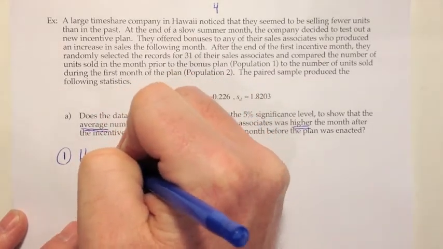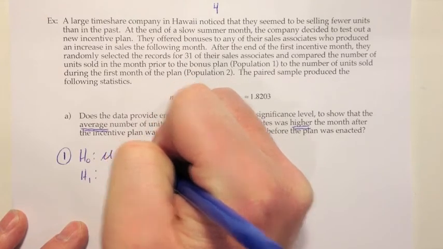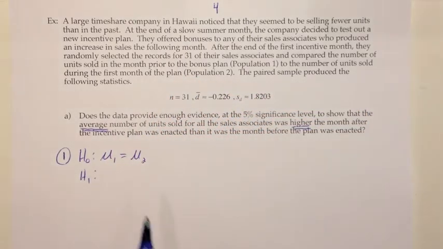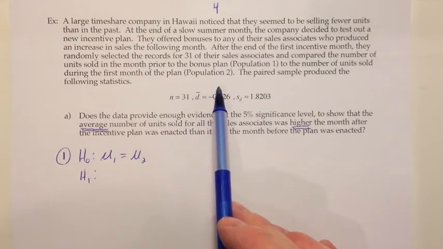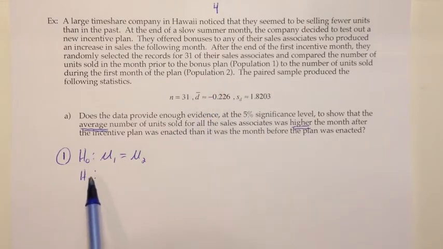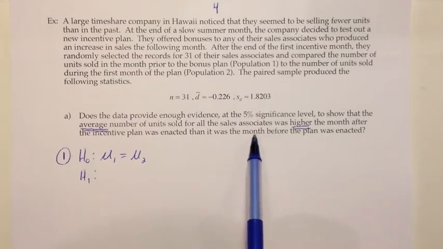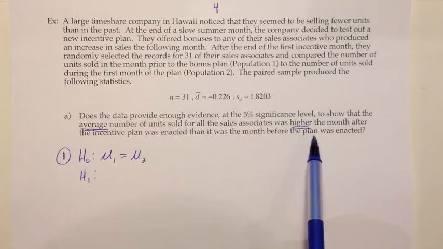In this type of test, we always say that H0 is mu1 equals mu2, where mu1 would be the mean for population 1 and mu2 would be the mean for population 2. So H0 is saying basically that the average sales before the incentive plan is the same as the average sales after. But that's not what we're trying to show. We're trying to show that the average sales were higher after they put the plan in.